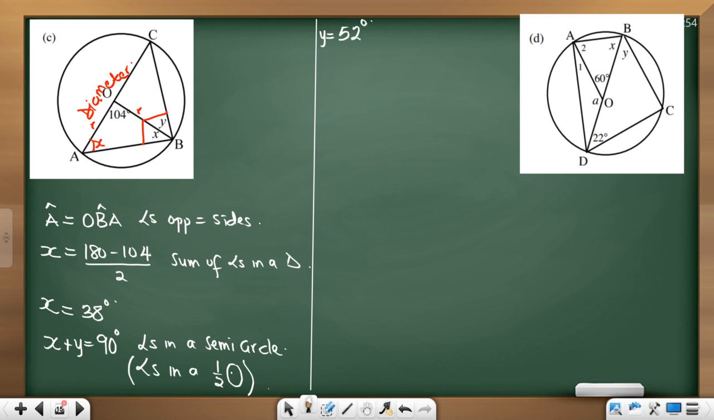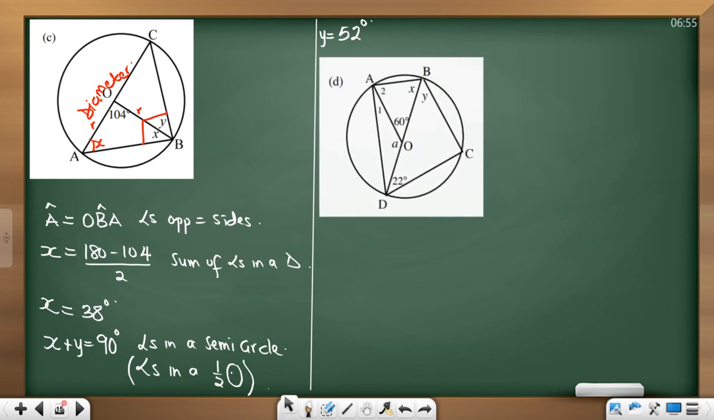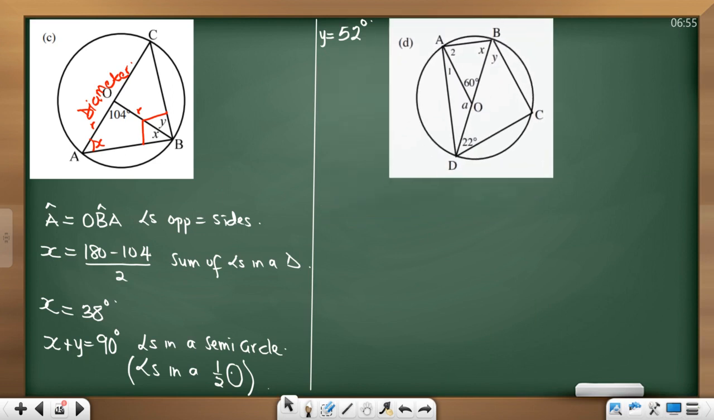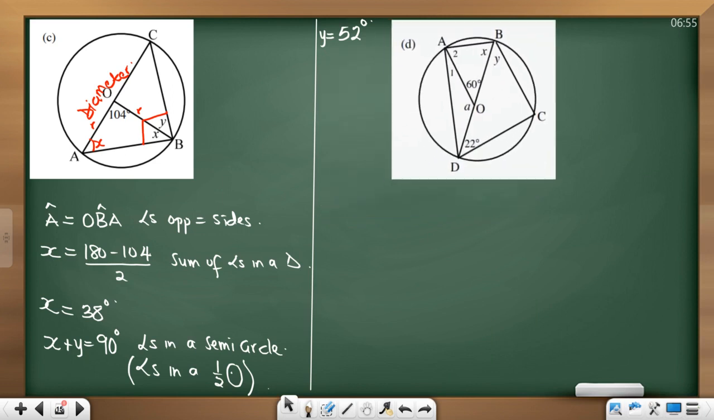Done. Okay, let's look at the next one. Just a few basic examples, but now we are integrating all the other laws into it. So take note, whatever we learn is now part of our arsenal in solving questions. Let's look at this one. We're looking for x and y. Again, quickly.